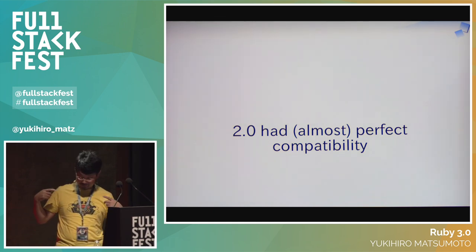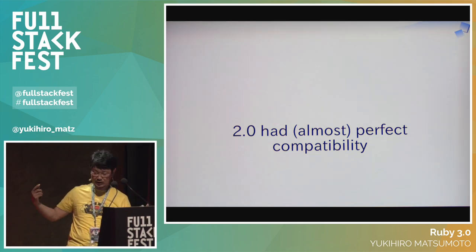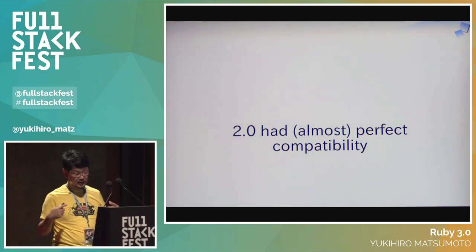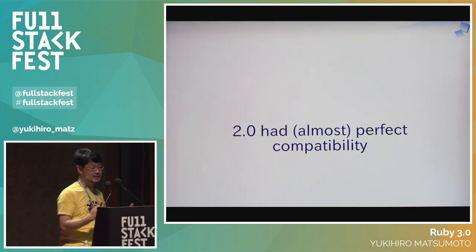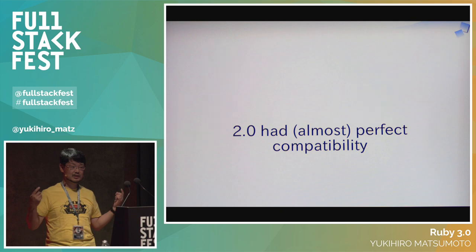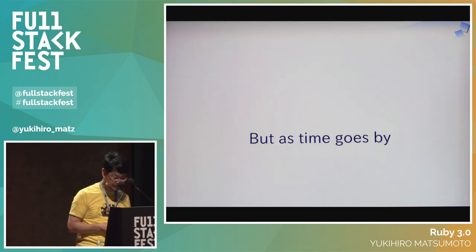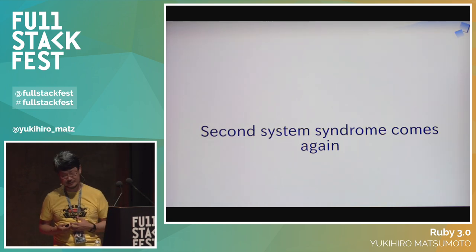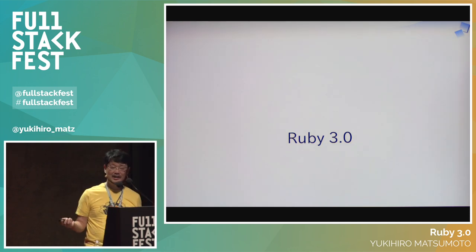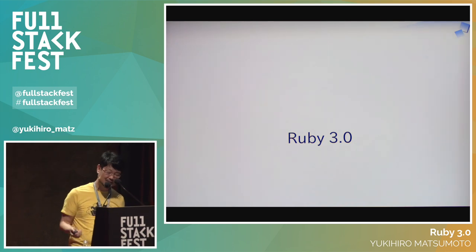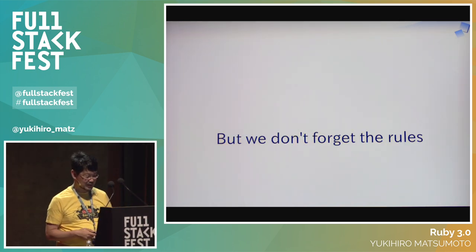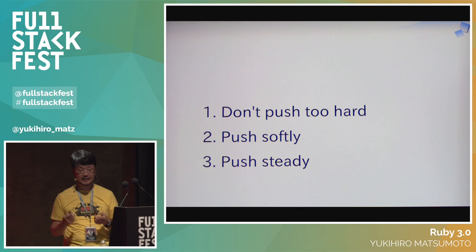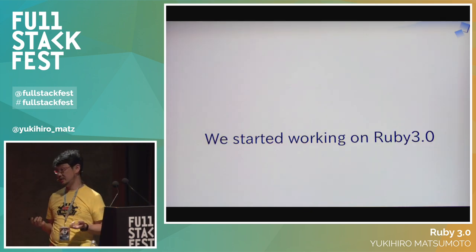For example, some kind of aspect features, and refinements for namespace scoping. But still, Ruby 2.0 works perfectly to run systems written for 1.9. But as time goes by, the second system syndrome comes again. There are some needs and wants for Ruby 3.0. But we don't forget the rules: don't push too hard, push softly, and push steadily. So we started working on Ruby 3.0 last year.